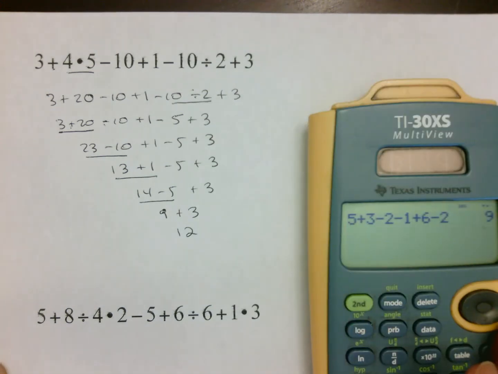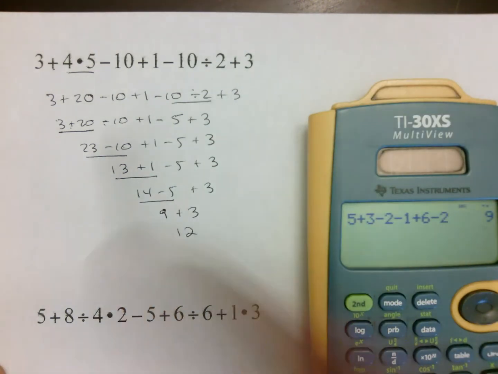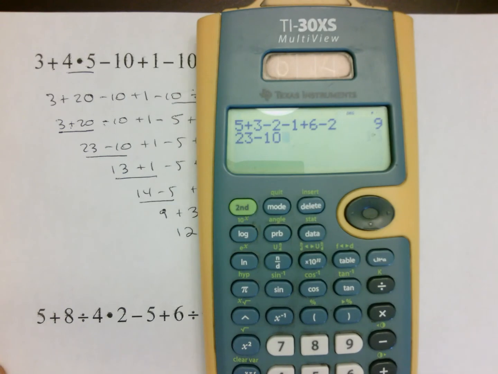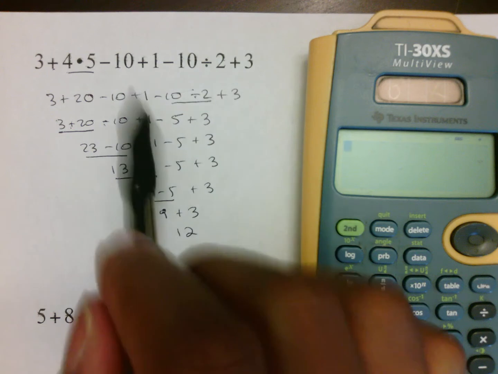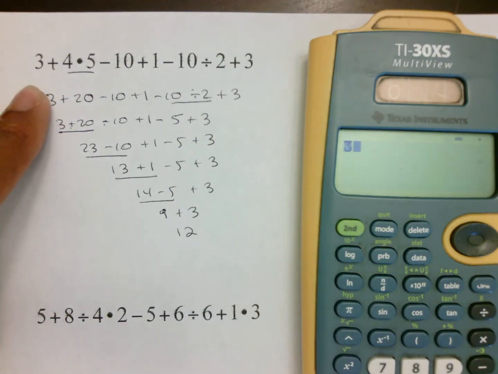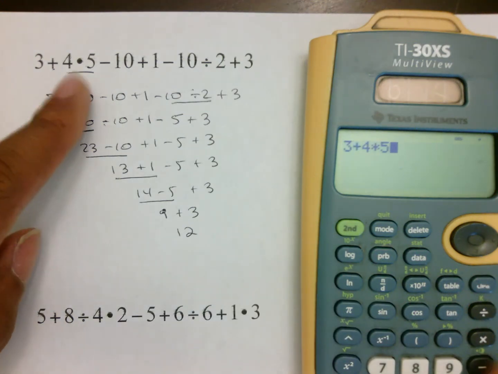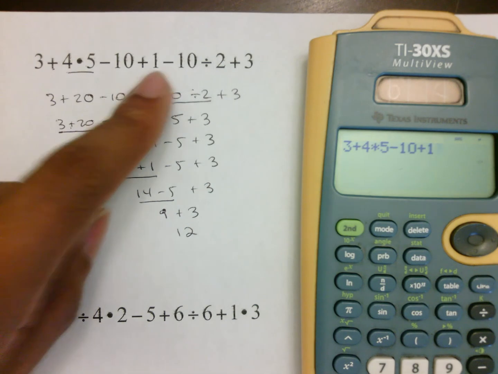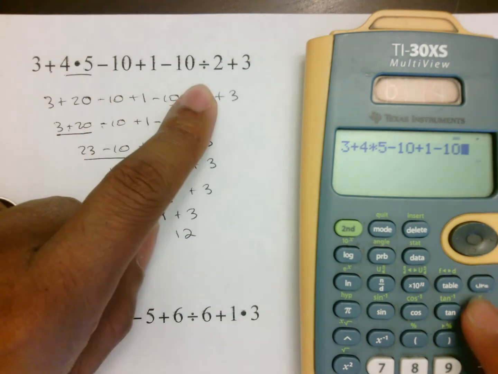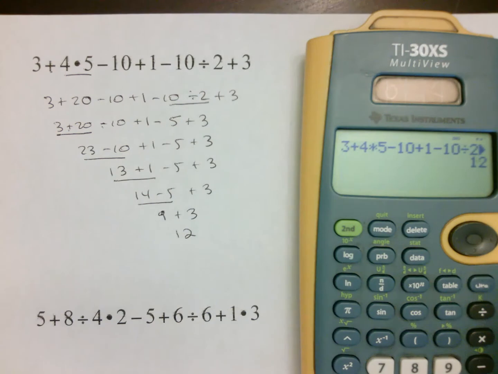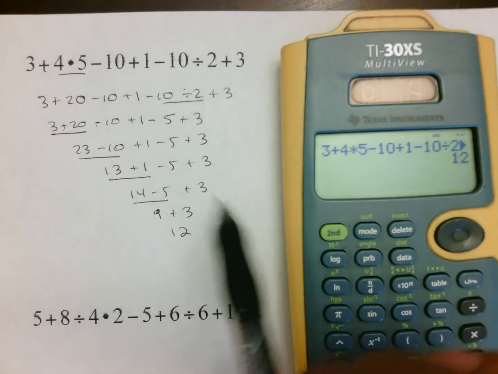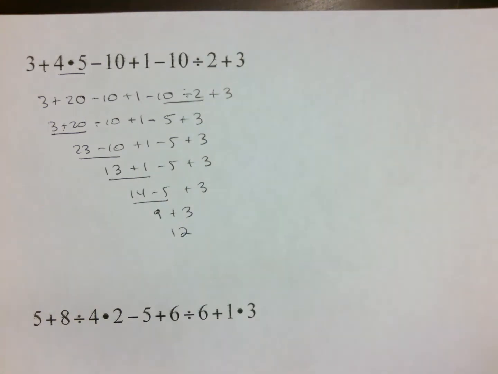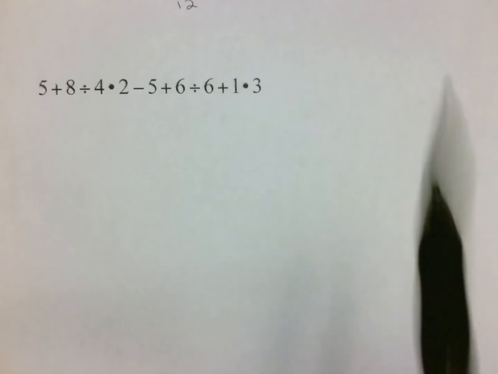Feel free to use your calculator at any point. For example, if you didn't know what 23 minus 10 is, just go ahead and type in 23 minus 10 to see if that turns into 13. Bottom line on this, again, is after you do your work, go back and check it using your calculator. 3 plus 4 times 5 minus 10 plus 1 minus 10 divided by 2 plus 3 to see if the answer you get here matches the answer you get there. And chances are, if you missed it, it's just because you made a very, very small mistake of your addition or subtraction typically.